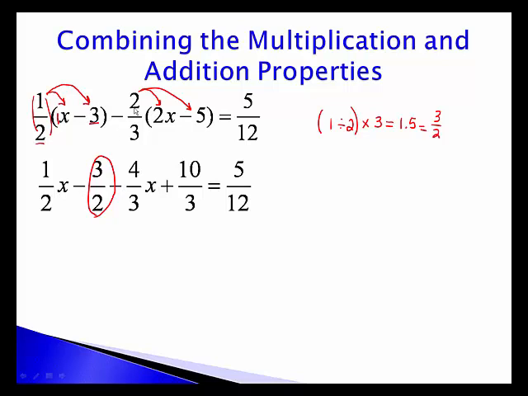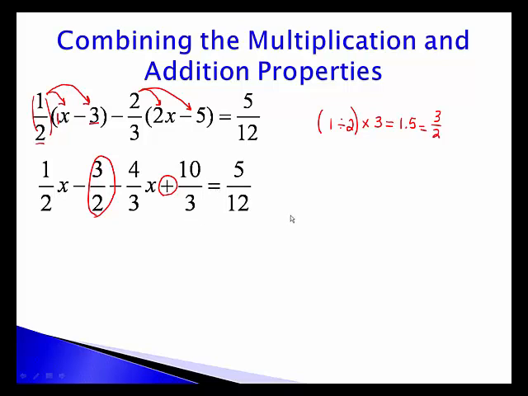Minus, I need to do this times 2. The same steps would give you 4/3, and then 2/3 times 5. But notice this time it's a negative times a negative, so it's going to be a positive right here. Use your calculator to do 2/3 times 5. You should be able to get the 10/3. And then it's equal to 5/12.